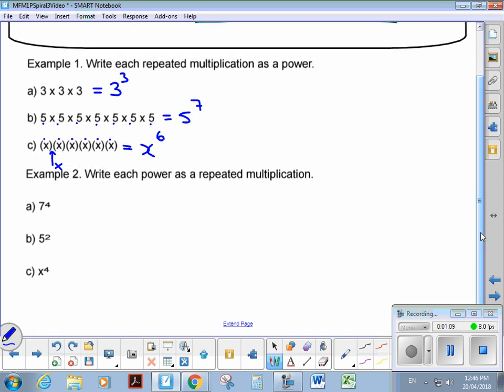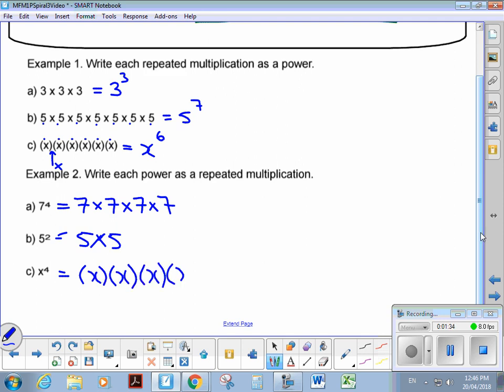Second example is expansion. So if we have 7 to the exponent 4, that means we have 4 7s being multiplied. If we have 5 squared, that's 5 times 5. And whenever we're using variables, I always recommend, instead of using multiplication symbols, use your brackets. So x times x times x times x. All right? So the exponent was 4. 1, 2, 3, 4. All right? So there is a quick review on writing it in simplified or exponential form and then expanding out exponential form.